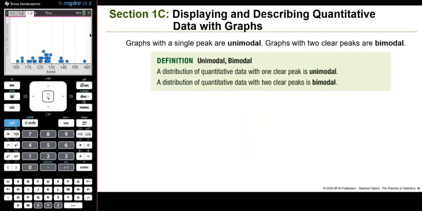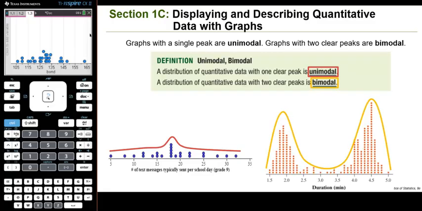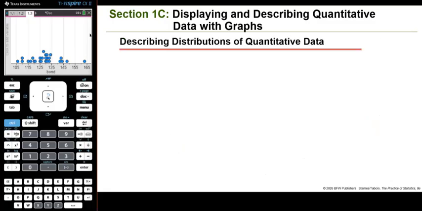Uniform and bimodal. So unimodal means there's one peak. Bimodal means there's 2 peaks. So there's text messages. Yeah, that's unimodal, or roughly symmetric there. This one might be called roughly symmetric. I might be okay with that, but it's definitely bimodal, right? So that's the big thing you want to say there for sure.